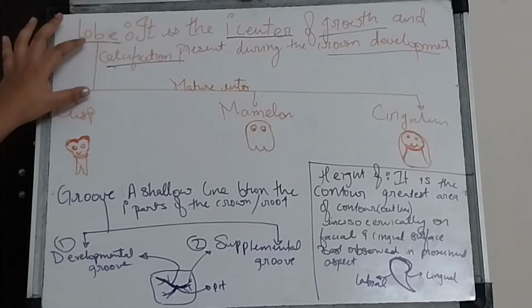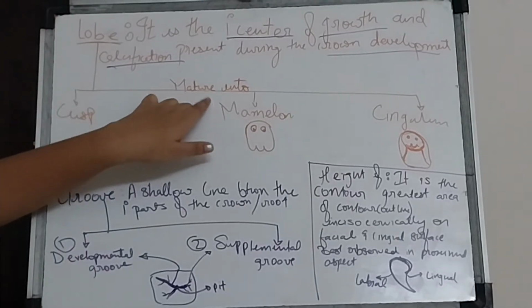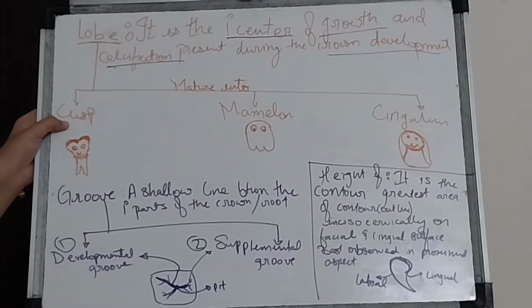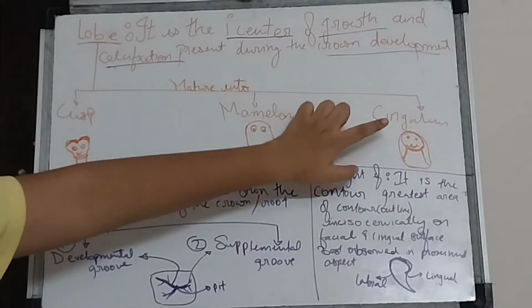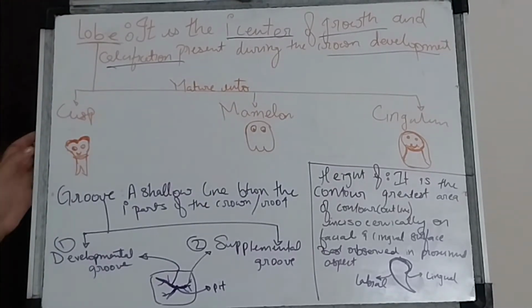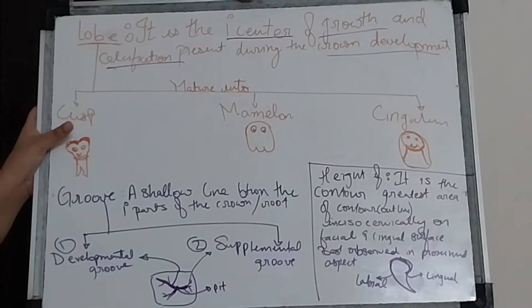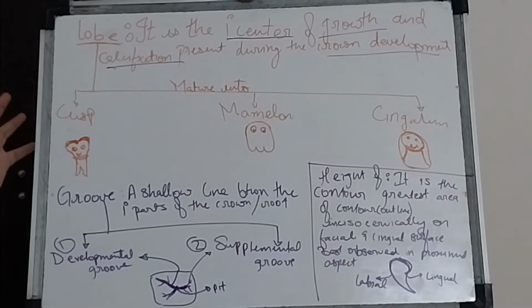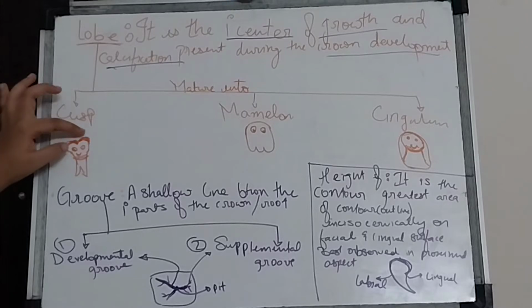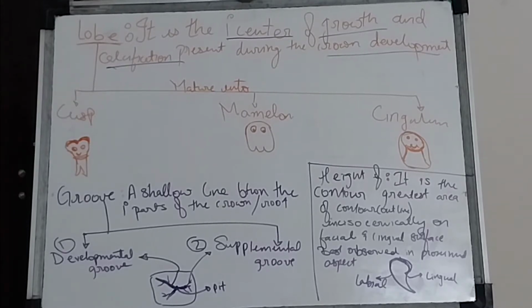So what do these lobes mature into? They mature into cusps, mammelons and cingulum. Let us see what is a cusp. It is an elevation or mound on the crown portion. This one, as you can see, I have drawn this mini character.